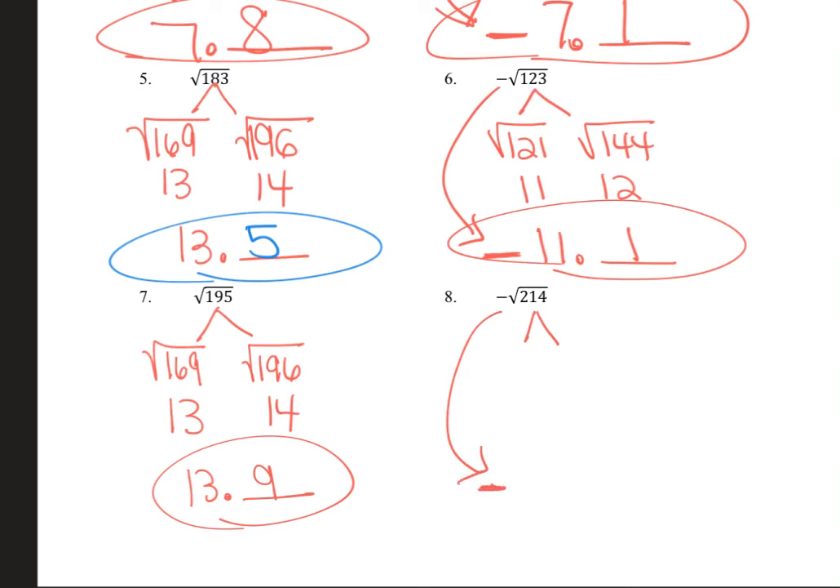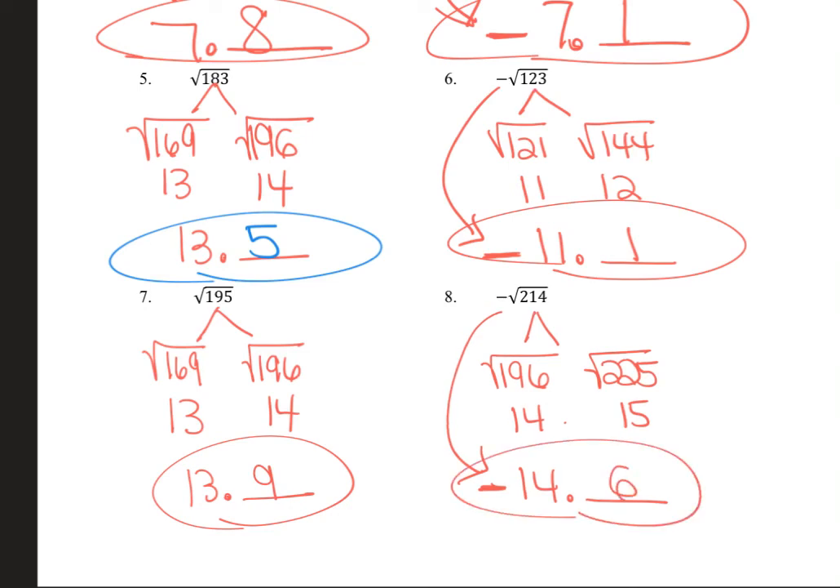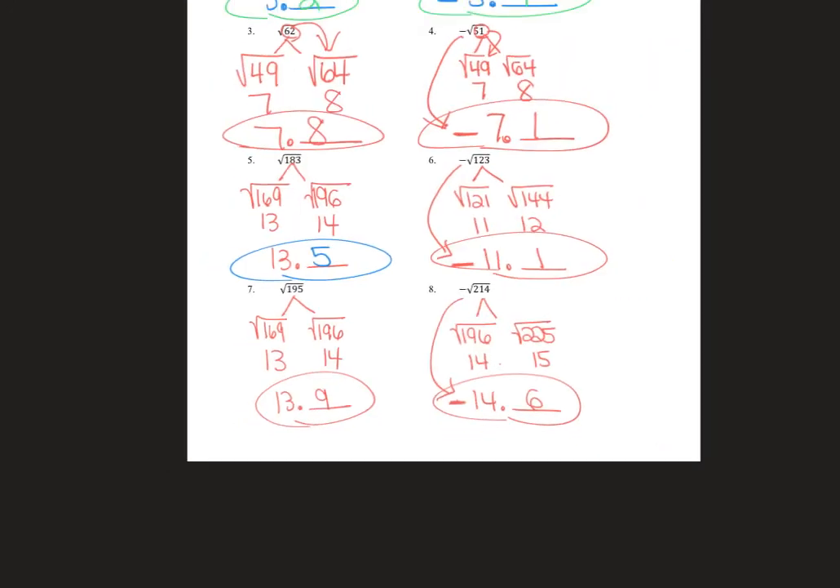Negative comes down. 214 is between 196 and 225. That's going to be 14 and 15. It's going to be negative 14 point something. 214 is pretty much, again, right in the middle. Maybe it's a little bit closer to the 225, so maybe I make it 14.6 or 14.7. But it's pretty close to that middle point.